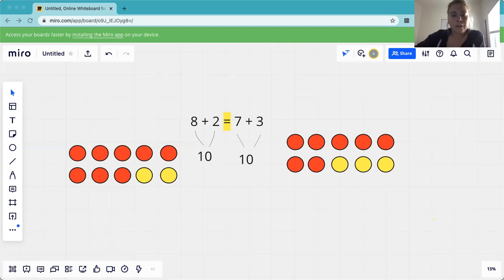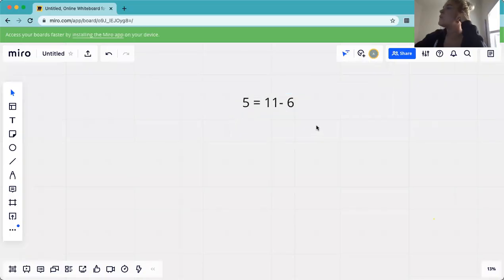So we are going to figure out another equation. I'm going to put that equation up. Give me one second. All right, so we have 5 equals 11 minus 6. We already have one of our answers right here, so all we need to do is figure out 11 minus 6.